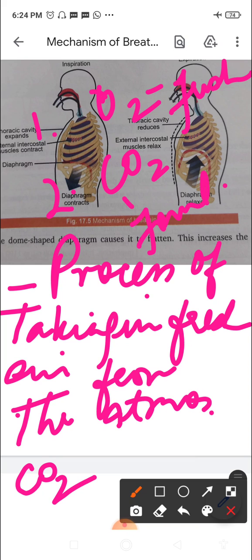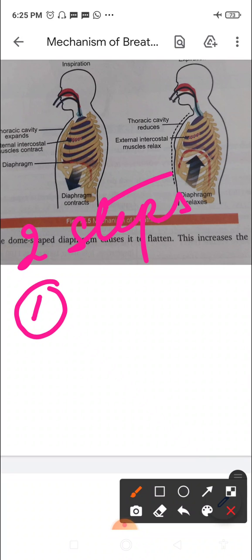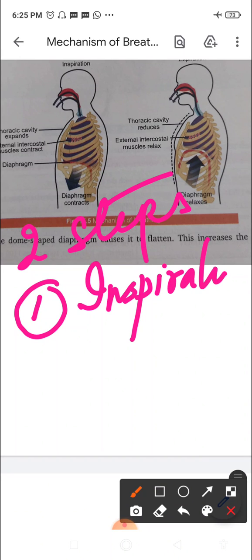So this is breathing, and as I told you just now, it is not a chemical process. It is a simple mechanical process, and it is completed in two distinct steps. What are these two steps? Number one is inspiration. What is inspiration?